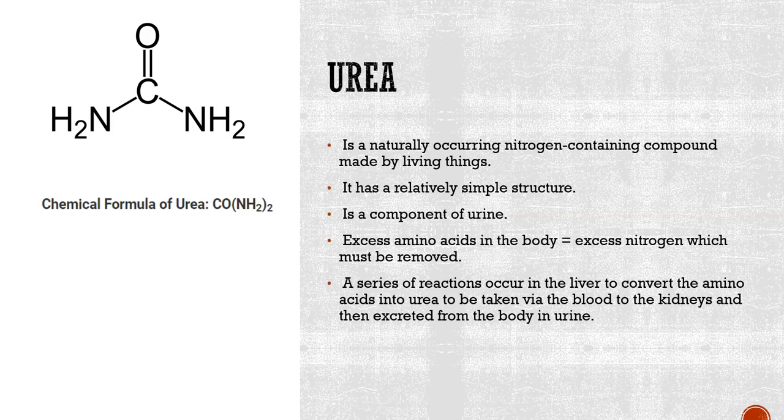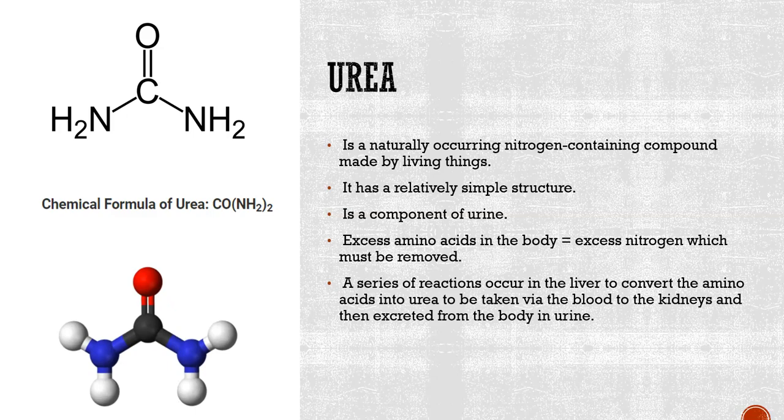Okay, so here we've got our chemical formula for urea. We can see we've got carbon and oxygen, and we've got nitrogen and hydrogen in there. So you've got your molecular structure and your chemical formula there. And there is its molecular structure via Molymod.